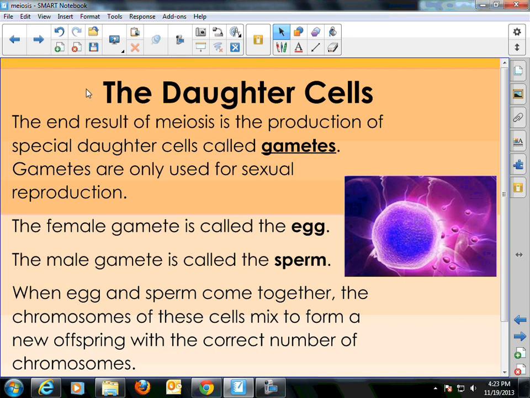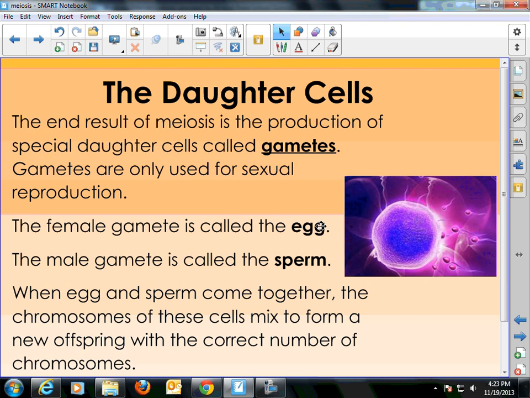What are the daughter cells like? Well, daughter cells have special names. They are called gametes, like we mentioned earlier, and gametes are only used for sexual reproduction. In the males, the gamete would be called the sperm, and in the females, those are called the egg. And when those two get together, they're going to mix their chromosomes, and they are going to form a whole new individual or a whole new baby.